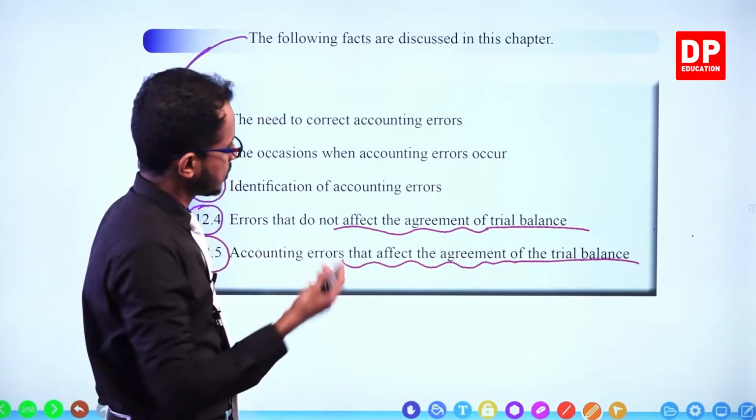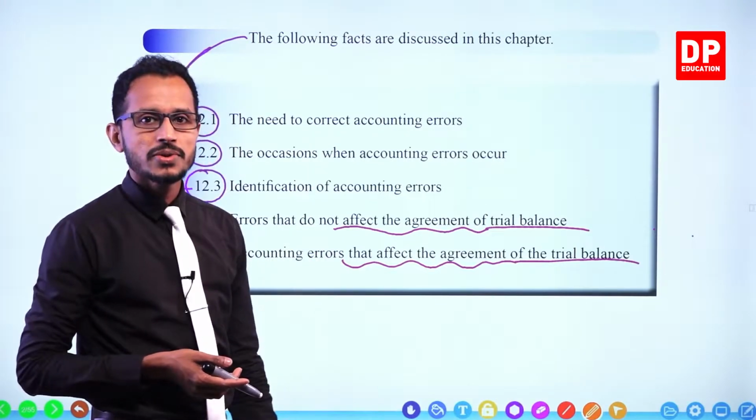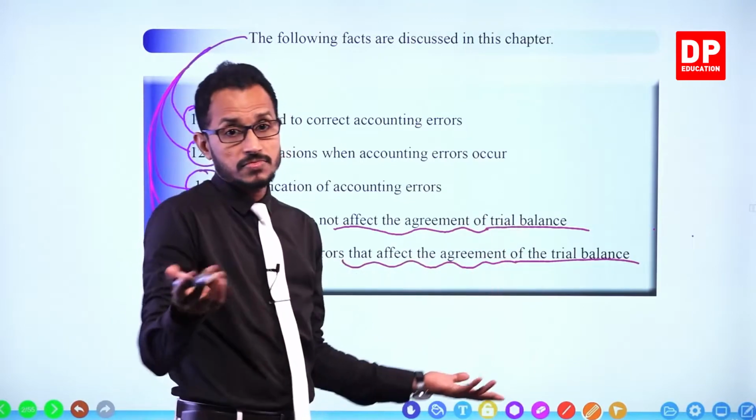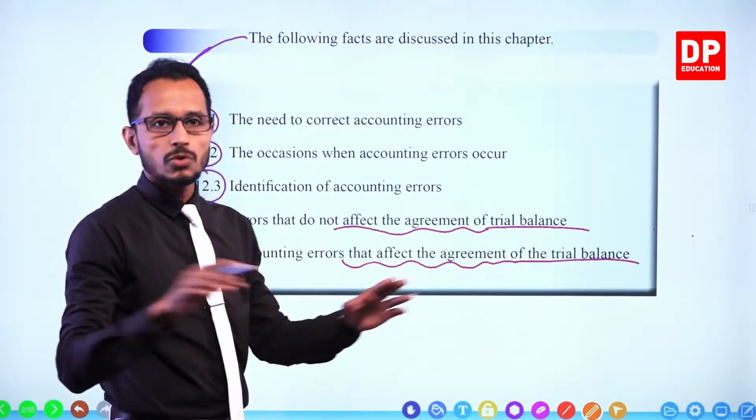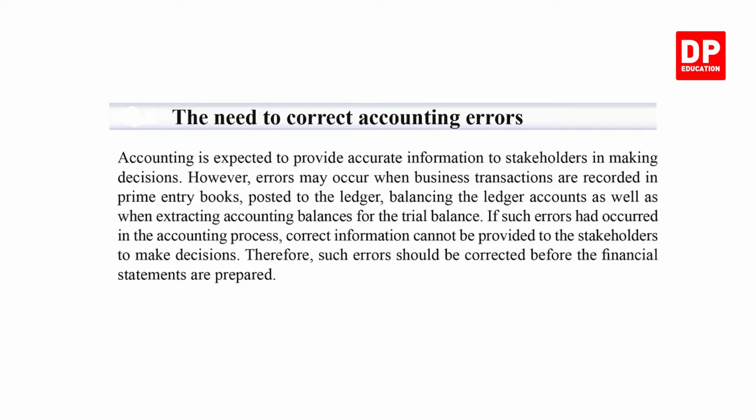Oh yeah, these are the nature of accounting errors. There are errors which can't be traced. There are errors which can be traced. We have to correct all of them. Let's go, shall we?